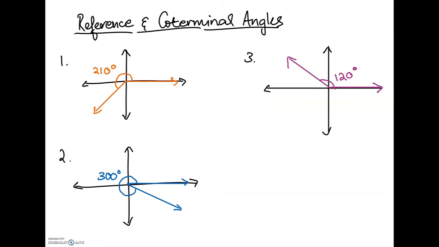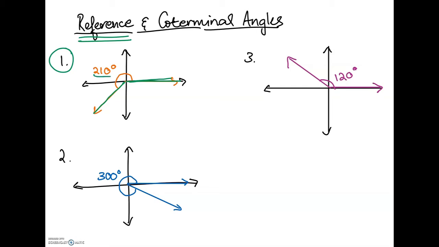Okay, so we're going to work on some examples for reference angles now. I have 3 different graphs over here, and I've labeled 3 different angles. So let's look at the first graph. On the first question, we see that we have an initial side over here and a terminal side over here, and our angle is 210 degrees.